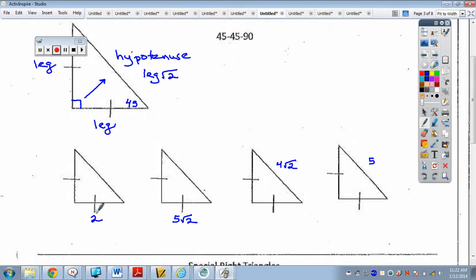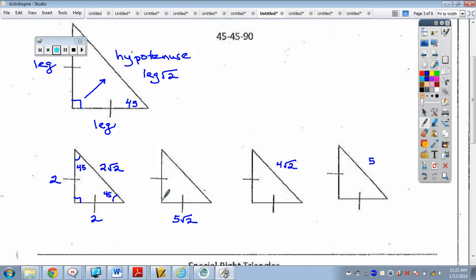if I know that this is one of my legs of my right triangle, because this is the hypotenuse, this side across from the 90, I know two sides are equal, which makes this angle and this angle equal. They both have to be 45 degrees. That makes this the other leg of my triangle, so that makes this measure 2. And then to get to your hypotenuse, you take one of the legs, since they're both the same, and multiply by square root of 2 to get the hypotenuse, so 2 root 2.